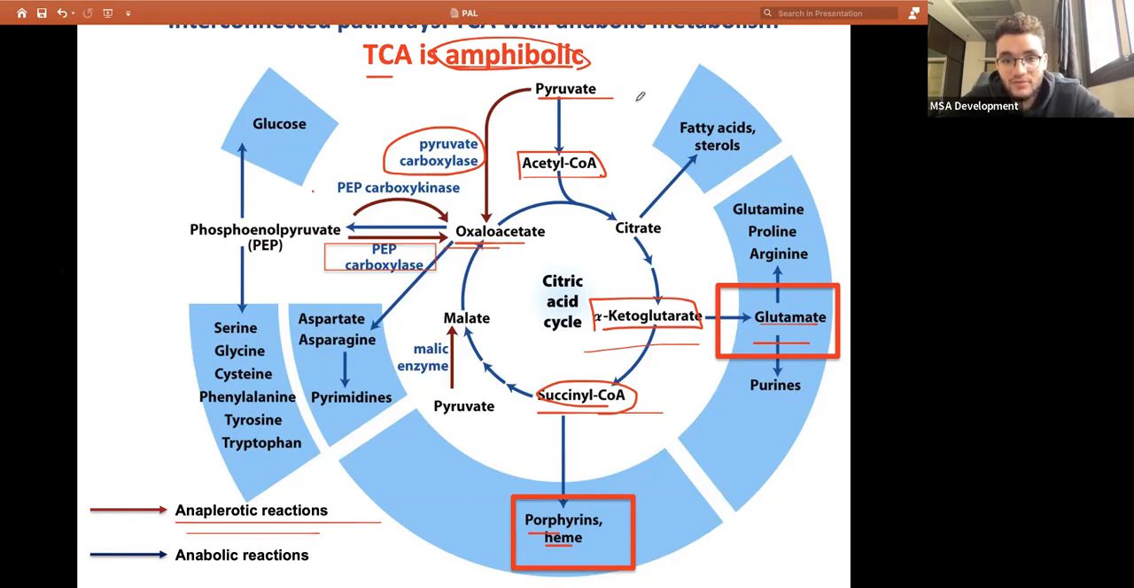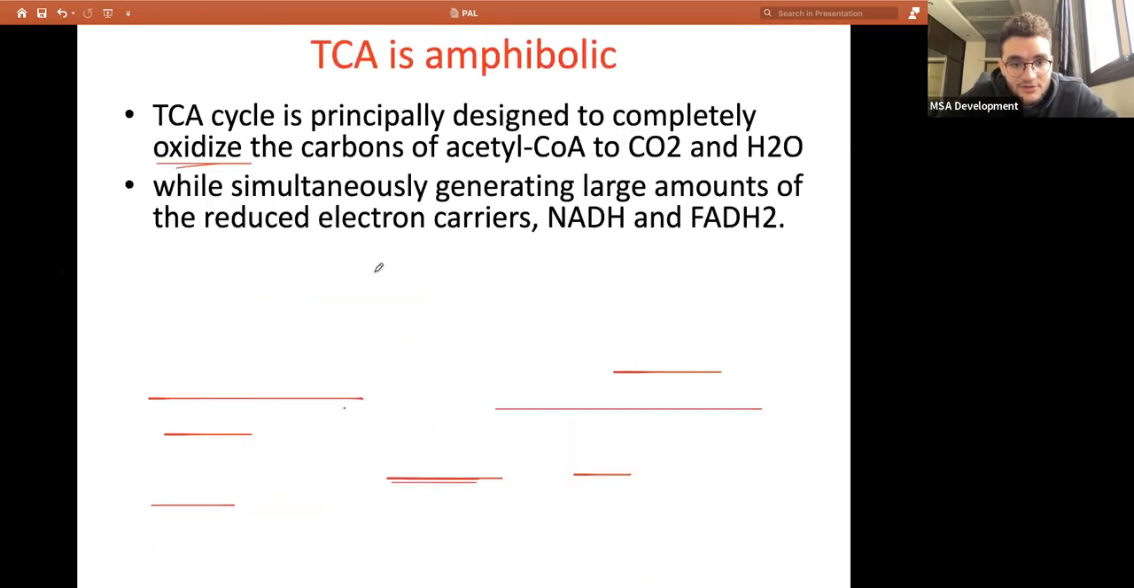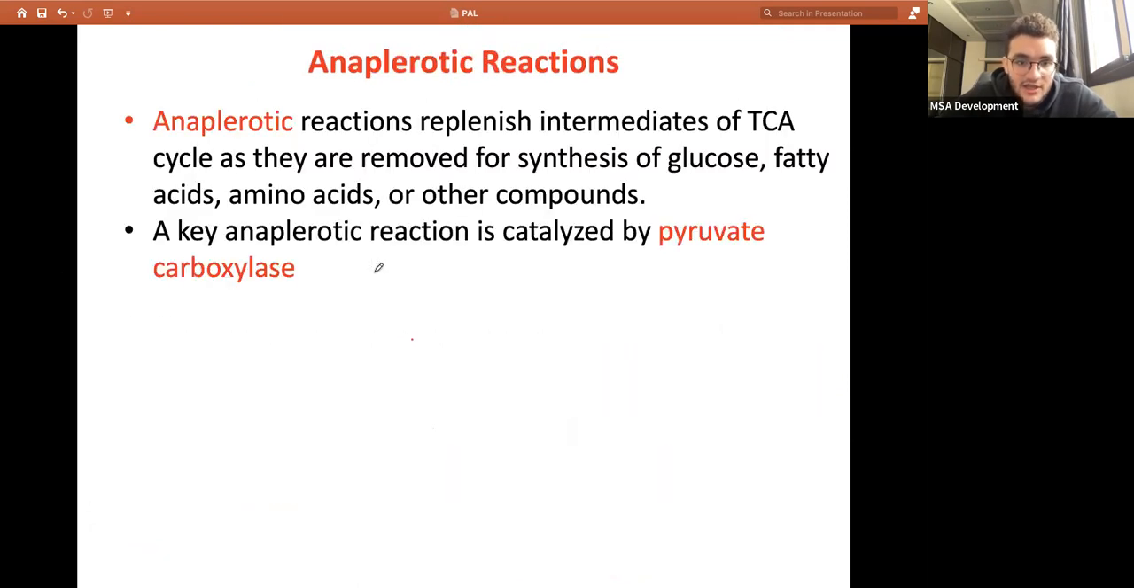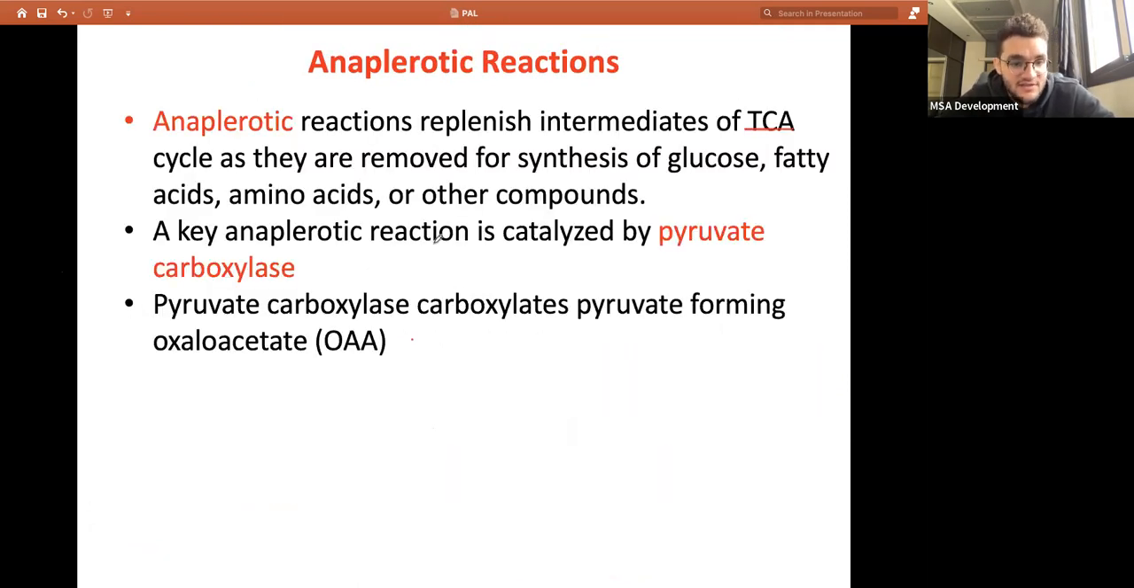They're used to replenish what was lost, basically. So an anaplerotic reaction is used to replenish the intermediates of the TCA cycle. A very important anaplerotic reaction is pyruvate carboxylase, in which you form oxaloacetate directly from pyruvate. This is just to replenish what was lost, because the cycle intermediates are used to form amino acids and other things.